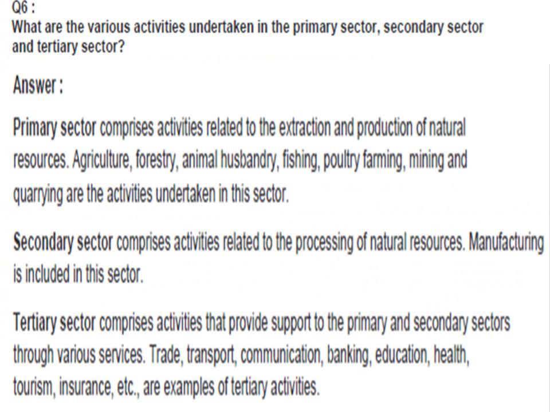Next question is, what are the various activities undertaken in the primary sector, secondary sector and tertiary sector? And the answer is, primary sector comprises activities related to the extraction and production of natural resources. Agriculture, forestry, animal husbandry, fishing, poultry farming, mining, and quarrying are the activities undertaken in this sector.